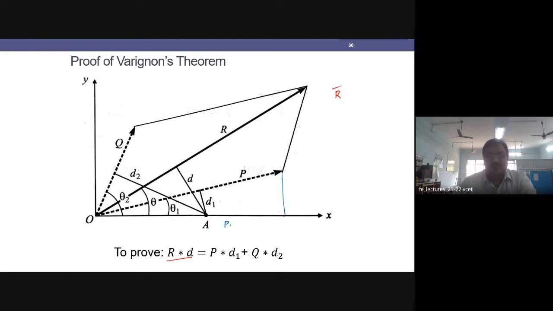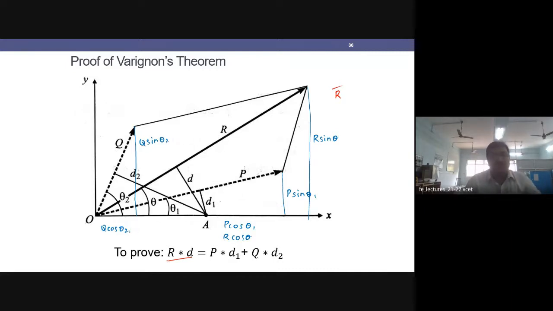So this component will be P cos theta 1, and this is P sin theta 1. Correct? Same way here, I have R sin theta, R cos theta, and here I have Q cos theta 2, Q sin theta 2.